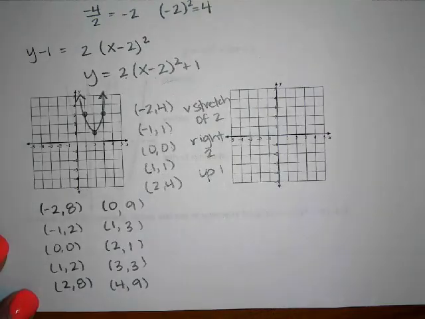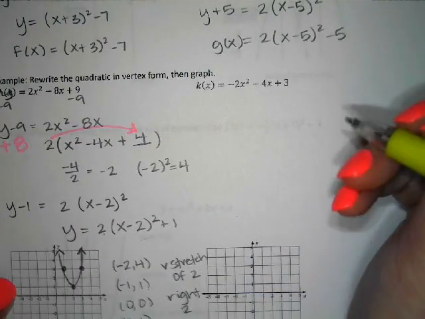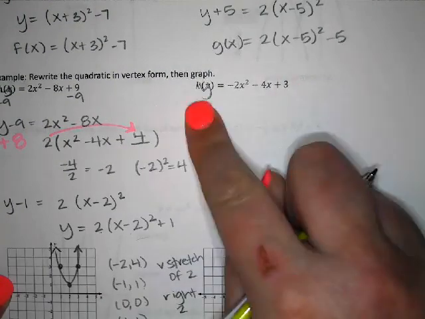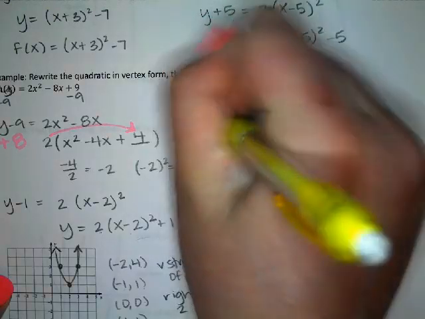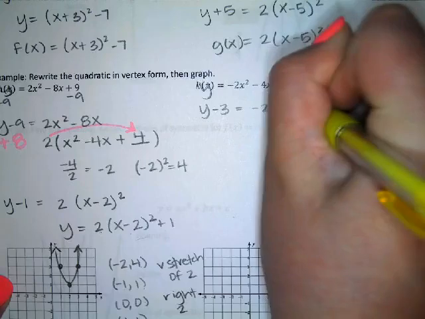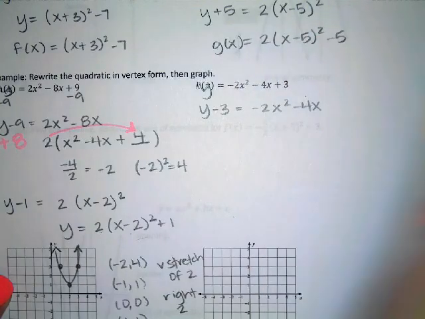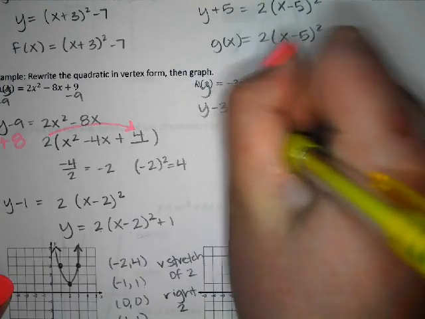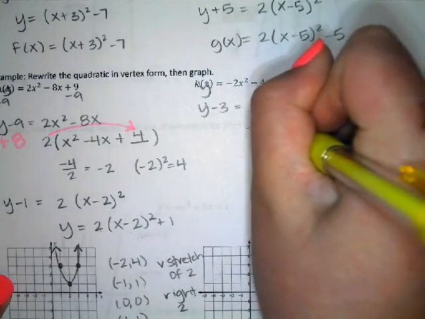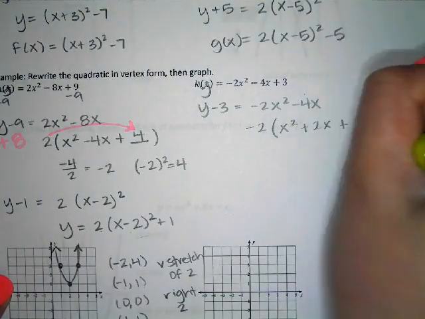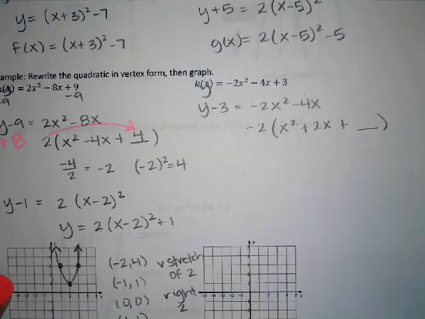Okay, let's look at this other one. So this is my y. I'm going to take the 3 and subtract it over to the other side. This one has a coefficient that happens to be negative, so I'm going to take out the 2, but I'm also going to take out the negative. And then I'll go through the process of completing the square.